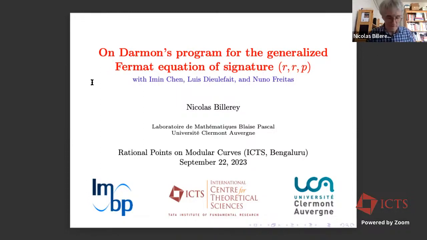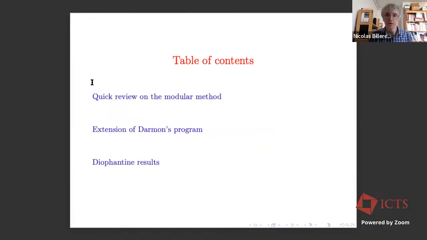Okay, so thank you, Loic, for the introduction, and of course, thank you to the organizers for inviting me. I am really pleased to talk at this nice conference. So today I'm going to speak about a joint work with Emin Chen, Luis Dieulefait, and Nuno Freitas on Fermat equation of signature RRP. So there will be three parts in my talk.